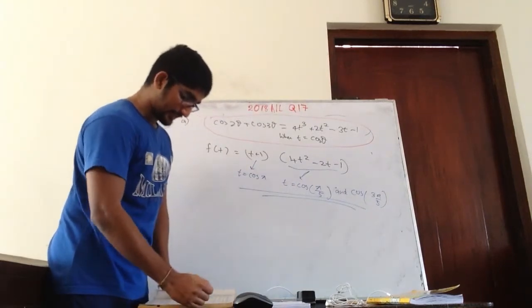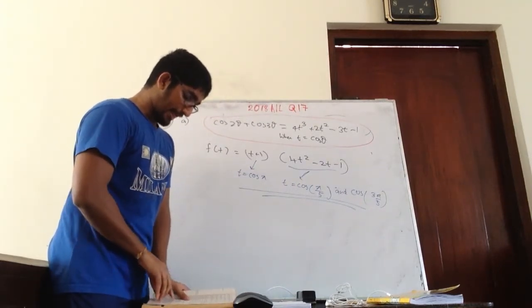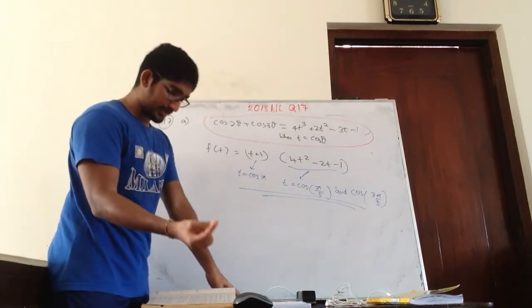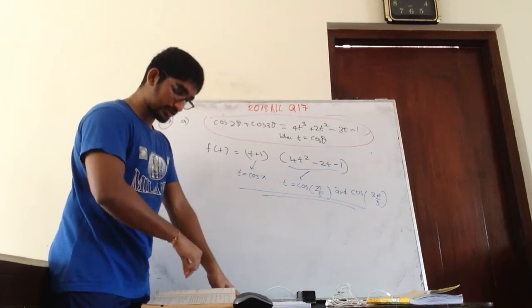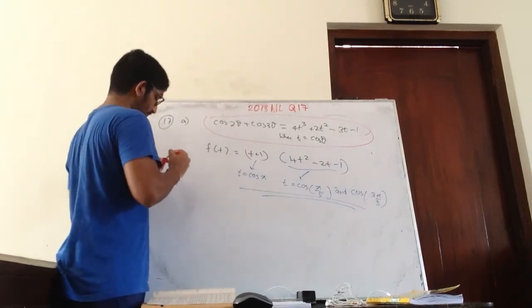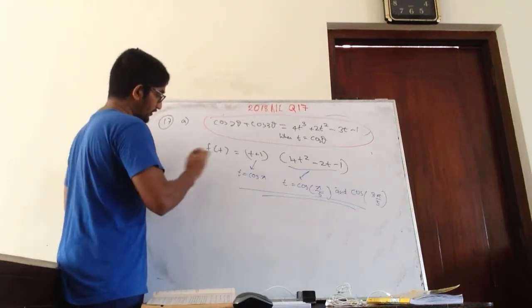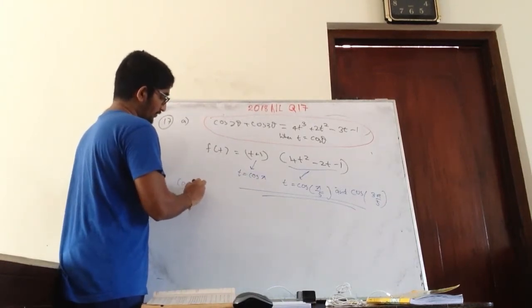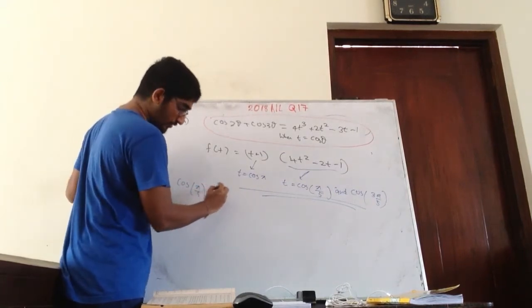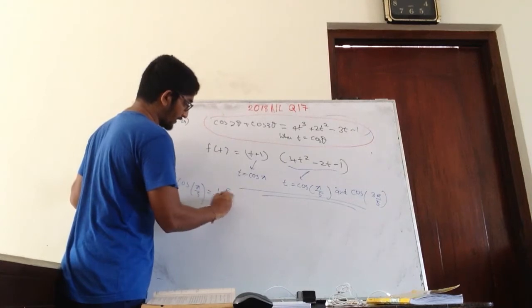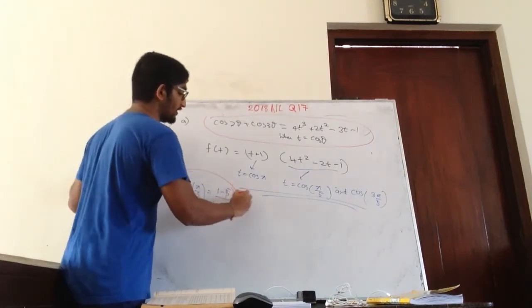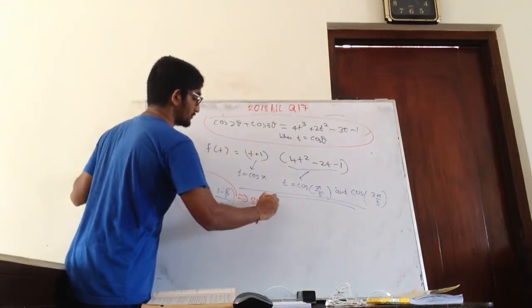So next they are asking: deduce that cos 3 pi over 5 is equal to 1 minus square root 5 over 4. So what we need to show is that cos 3 pi over 5 is equal to 1 minus square root 5 over 4. This is what we need to show. Right?